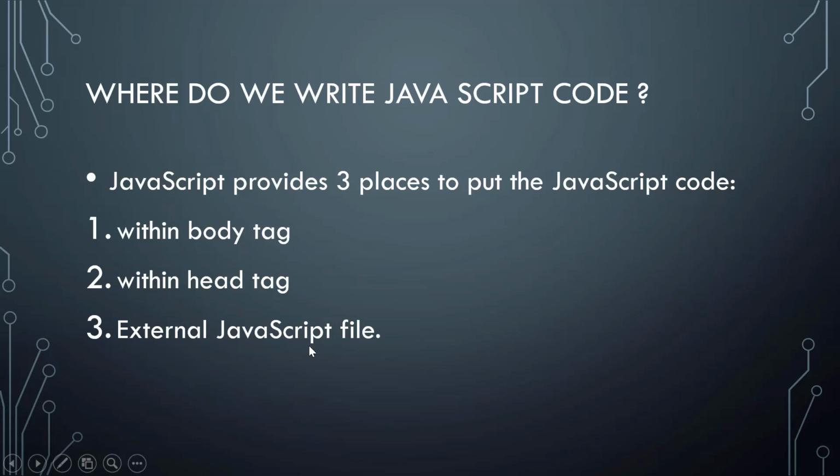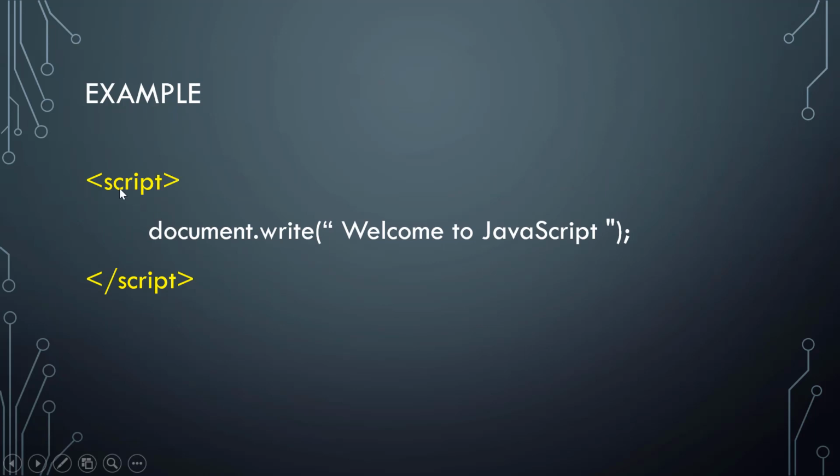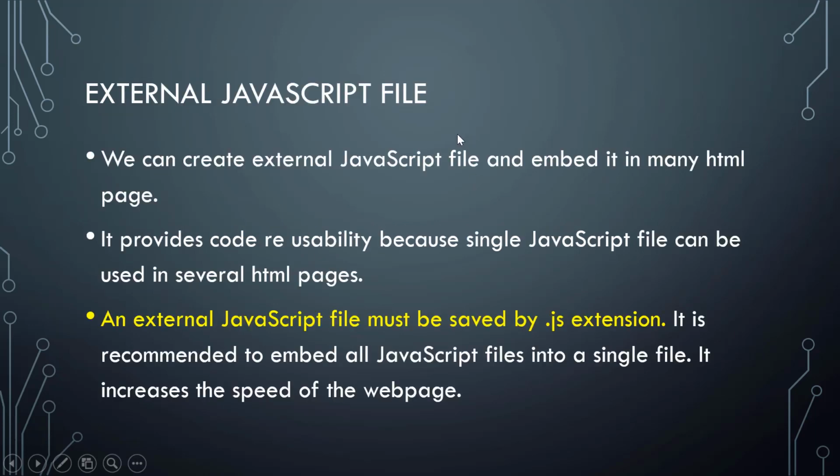So what it means is we are creating a JS file. The JavaScript file extension is .js. So we are writing code and we save the file with the file name and .js extension, and then you can call it wherever you want in any other HTML pages. Okay, we'll see all these three one by one with examples, and you can see the script tag open close and document.write welcome to JavaScript.